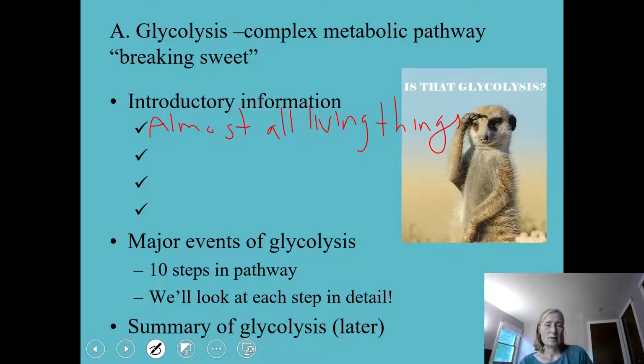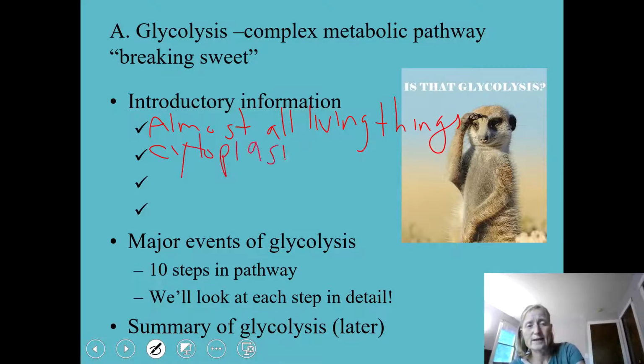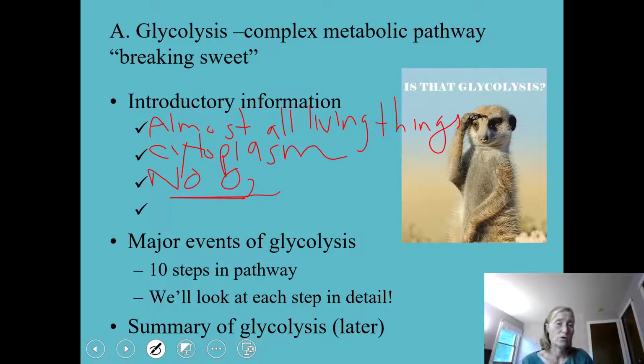We see it must be a very ancient metabolic pathway. There are a few prokaryotes that use some things other than sugar to make ATP, but almost everything uses glycolysis. Second thing is, it occurs in the cytoplasm, not in the mitochondria. So this part of aerobic cellular respiration is out here. Another thing we notice right away is there's no oxygen required for glycolysis. So the steps of glycolysis don't require oxygen.